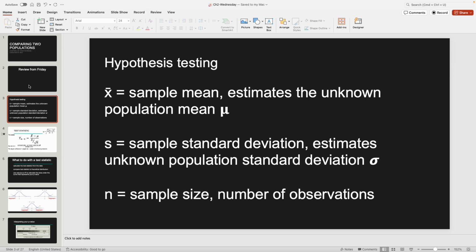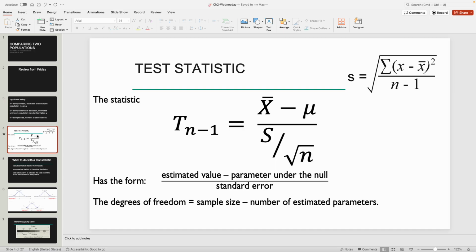Okay. So our setup was hypothesis testing, and this was on a single population mean, mu, so that Greek letter. The thing that estimates that mean, mu, is the sample average, x bar, and other things that we had to calculate were things like the standard deviation and the sample size. Using this information, we calculate a test statistic.